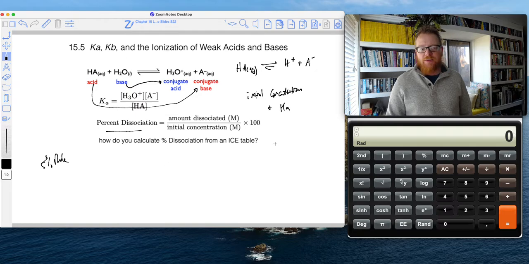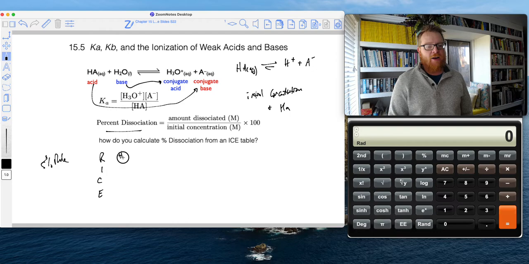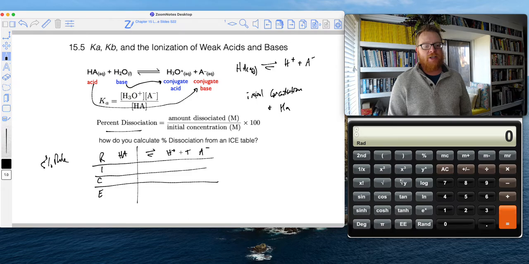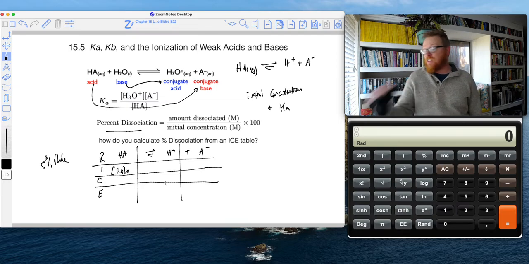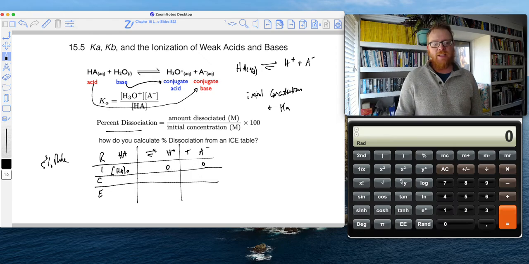So how do you do this from an ICE table? Well, if we think about it really quick, an ICE table, RICE table, I forgot the R. We'll do our generic reaction here for just HA, H+, A-. Let's suppose we have some initial concentration of HA, and I'll note that as HA sub 0, whatever that number is. Initially the products are 0 and 0. We're going to see this pattern a lot: we start with some initial amount of reactant and 0 amount of product.